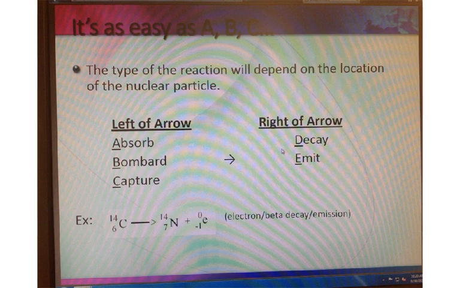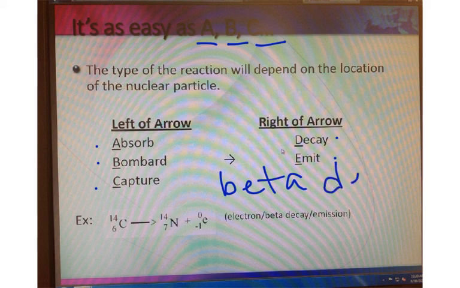All right, you are also going to have to know some vocab, and it is as easy as A, B, C. When you are dealing with a type of nuclear reaction, and we'll be going over this more in class, we often use terms called absorb, bombard, capture, decay, or emit. If you remember your A, B, C, D, E, you will know which side that particle is found. If we were to say a beta decay, typically it's emission, but we'll go with decay right now.